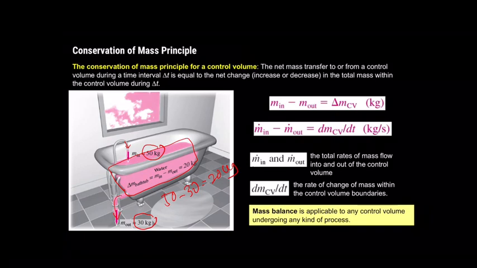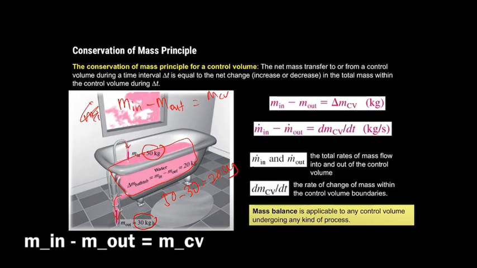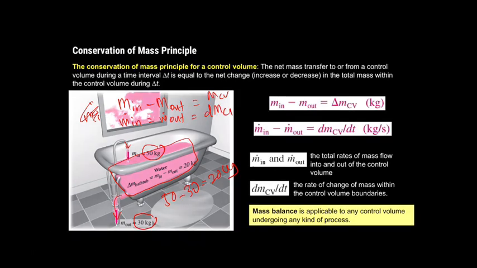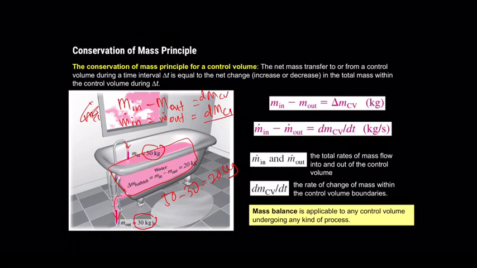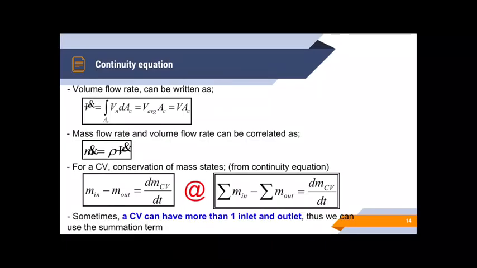So basically if you write it down, m in minus m out equal to m control volume, or you can write in the flow rate, m dot in, mass flow rate coming in, minus mass flow rate out, equal to the rate of change of m CV over dt. I think these are some related equations.